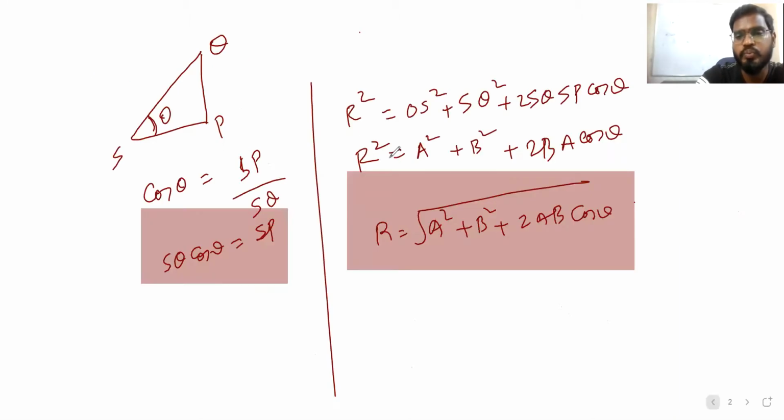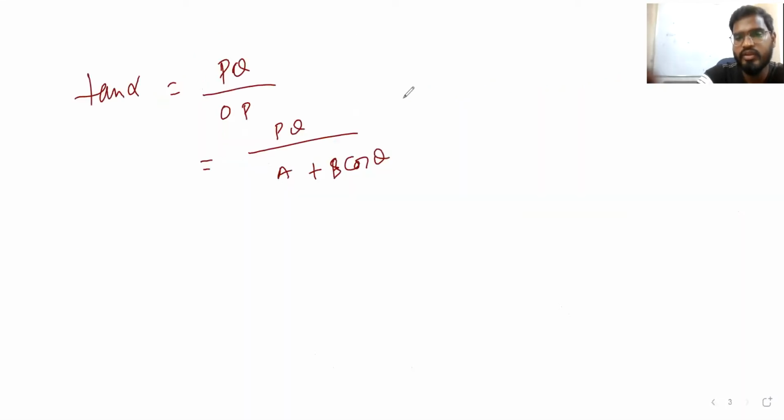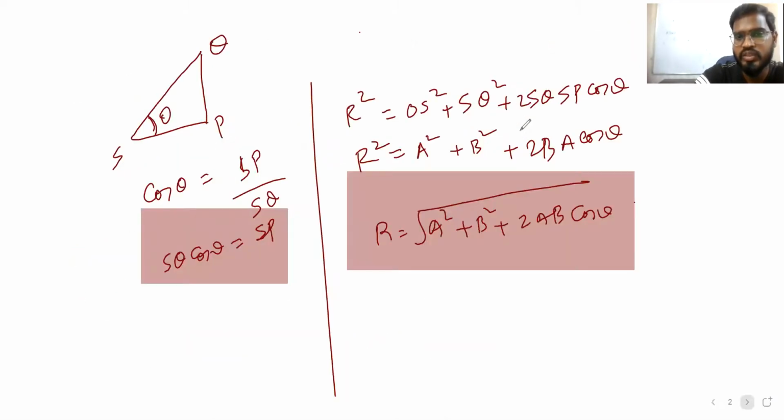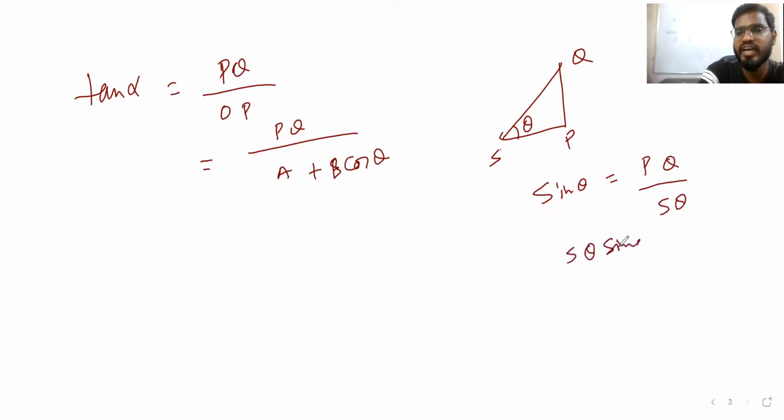Let's see now PQ. PQ, how we'll find? PQ is this. Again the triangle, right? So this we consider here, SPQ. So we want to find PQ. So let's take again, this is theta. So sine theta, guys, if you'll consider perpendicular by what? Hypotenuse. Hypotenuse is what? SQ. So SQ sine theta is equal to PQ.